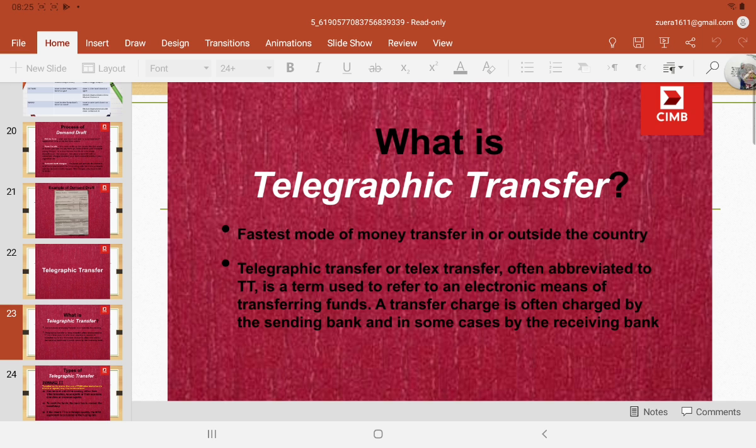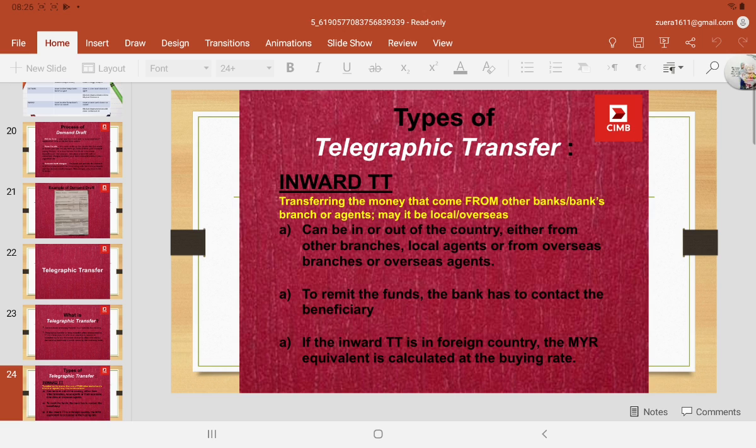Okay, so for the telegraphic transfer, we also have two types. Firstly, we can call it inward telegraphic transfer. For the inward, we will transfer the money that comes from other banks, other branches or agents, maybe from local or from overseas, because inward we will receive the money, right? So that's why the money will come from the other bank.